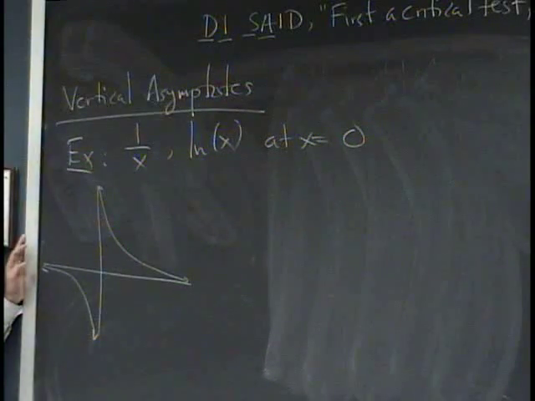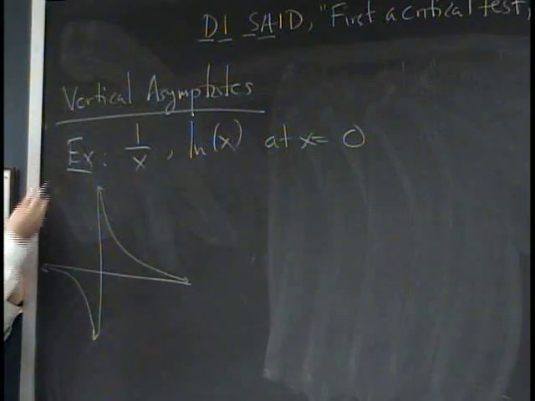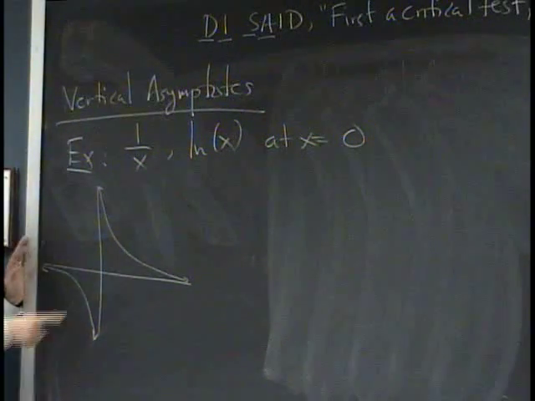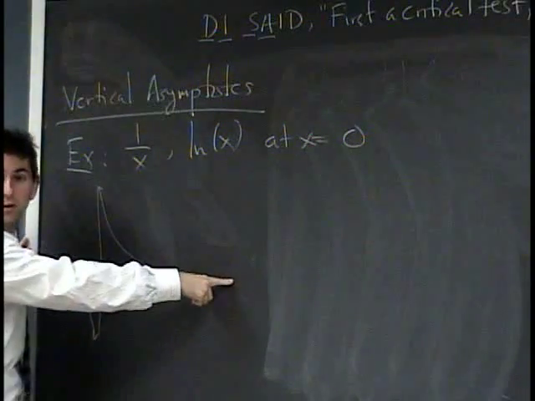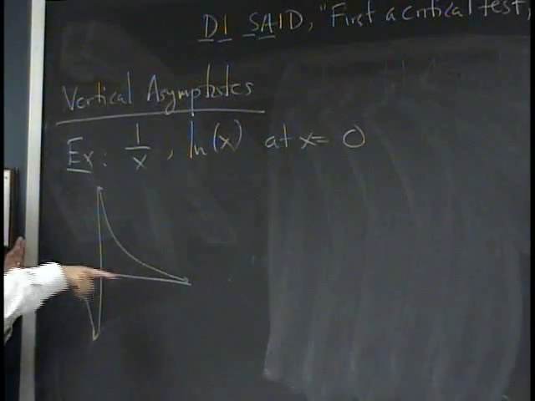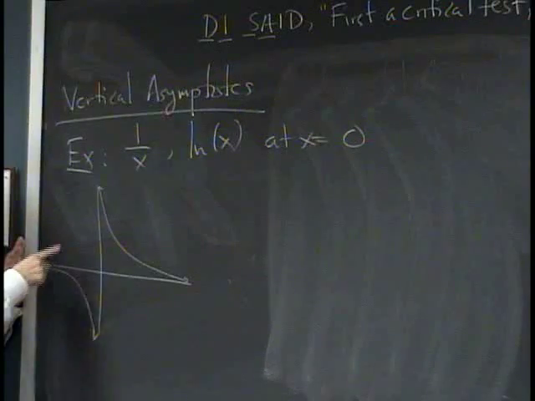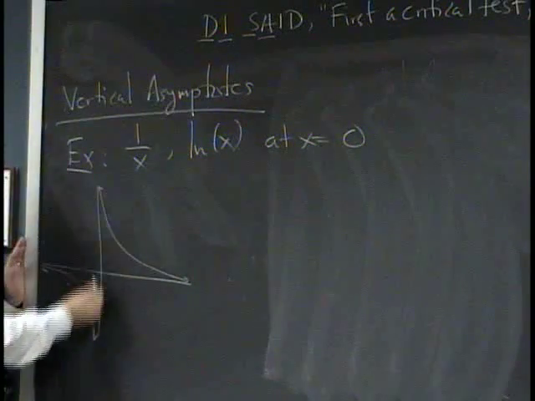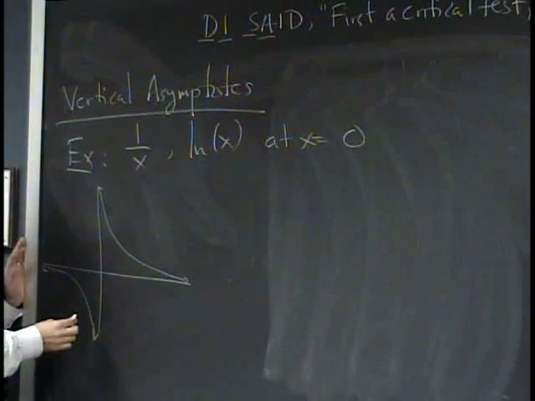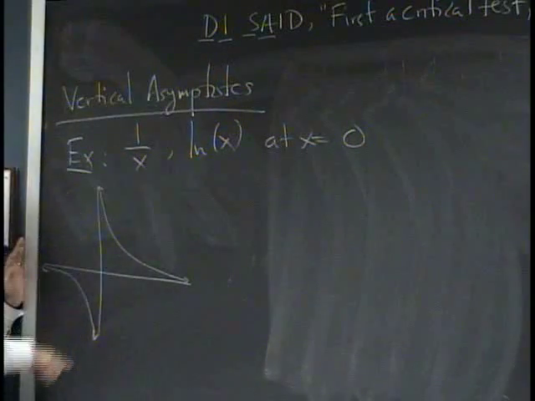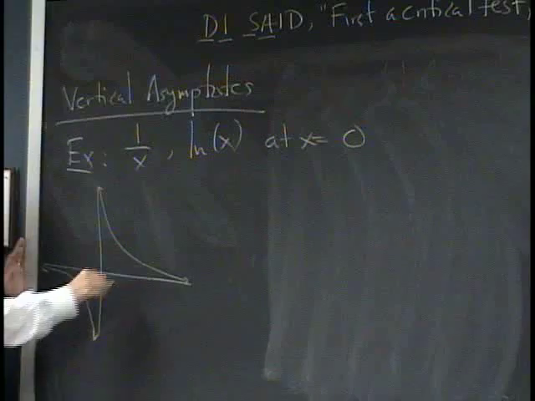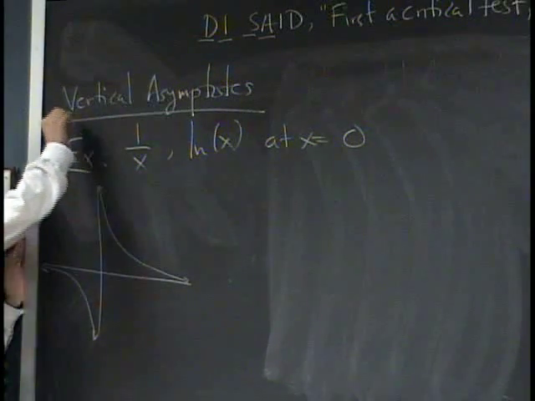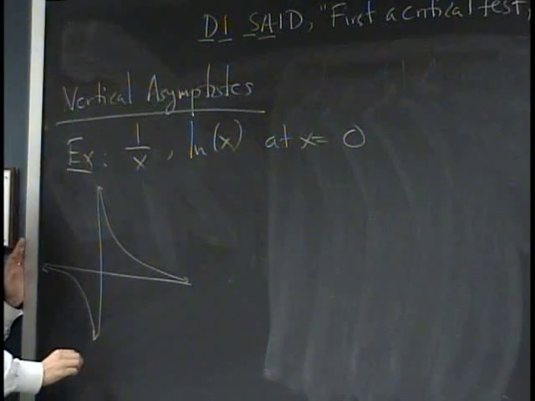the graph looks like this. In fact, you have something very nice. 1 over x has a lot of interesting things going on, right? You have a horizontal asymptote to the right and to the left, both 0. And you have this vertical asymptote at 0. Okay? Now, what does it mean that you have a vertical asymptote? Well, it should mean that the graph is going up to infinity or down to minus infinity.